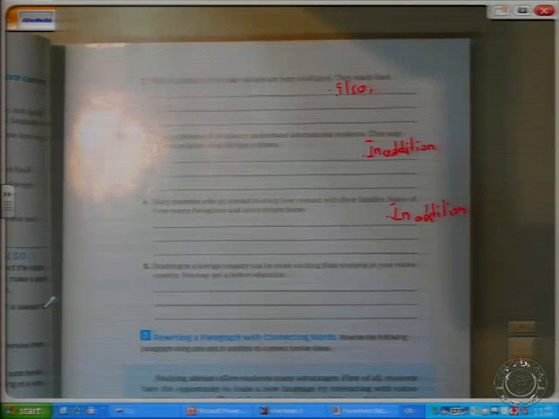Okay, the last sentence is, studying in a foreign country can be more exciting than studying in your native country. You may get a better education. Here we can use also, for example. It becomes: studying in a foreign country can be more exciting than studying in your native country. You may also, so here we write also in this place, you may also get a better education. Okay.